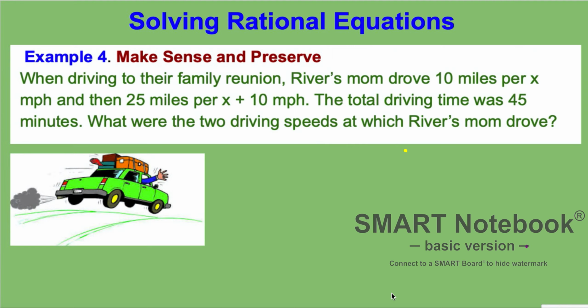Equation, make sense and preserve. When driving to their family reunion, River's mom drove 10 miles at x miles per hour and then 20 miles at x plus 10 miles per hour. The total driving time was 45 minutes. What were the two driving speeds at which River's mom drove?